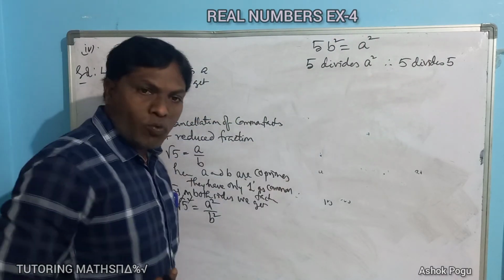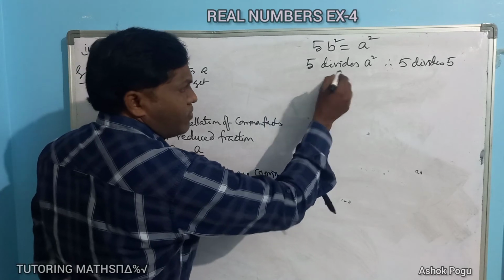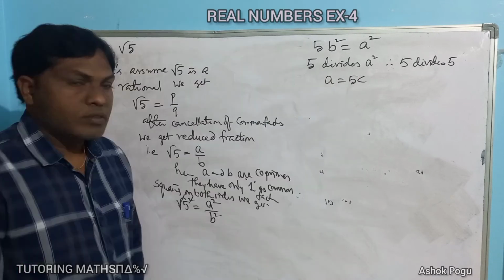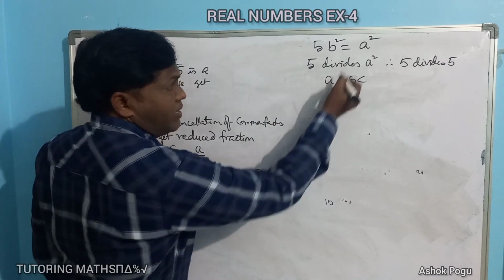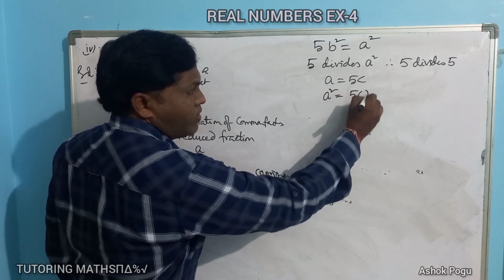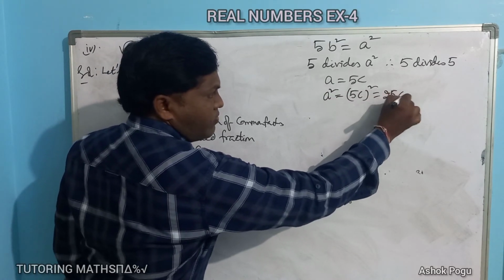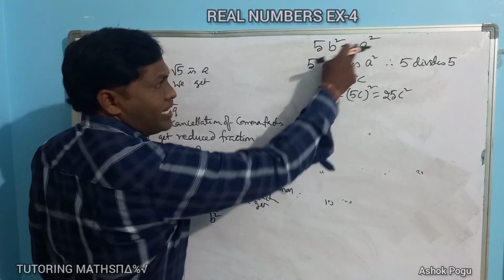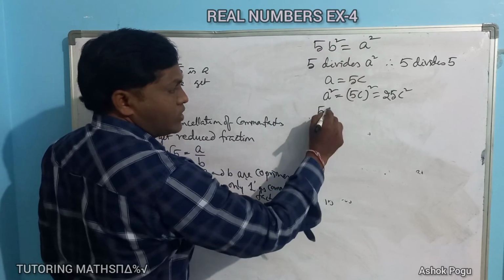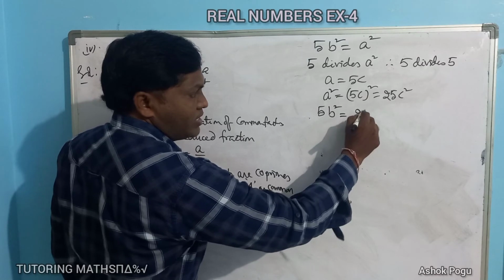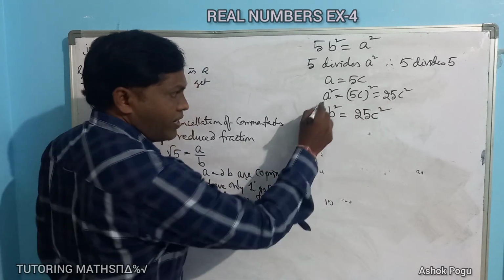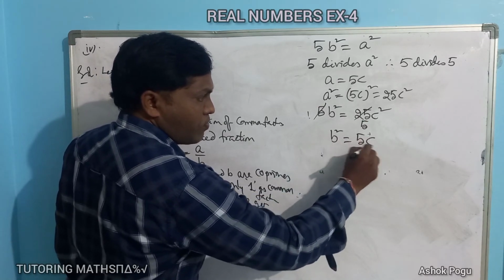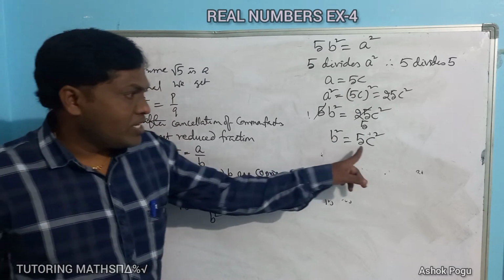If 5 divides a square, then let us take, for example, a is equal to 5c. If a is equal to 5c, then what would be a square? We get 5c whole square, that is 25c square, isn't it? A square is equal to 25c square. But we have a square is 5b square. So 5b square is equal to 25c square. You can cancel 5. So b square is equal to 5c square.